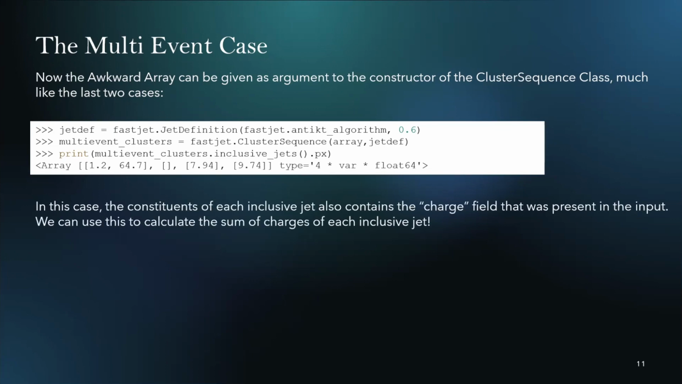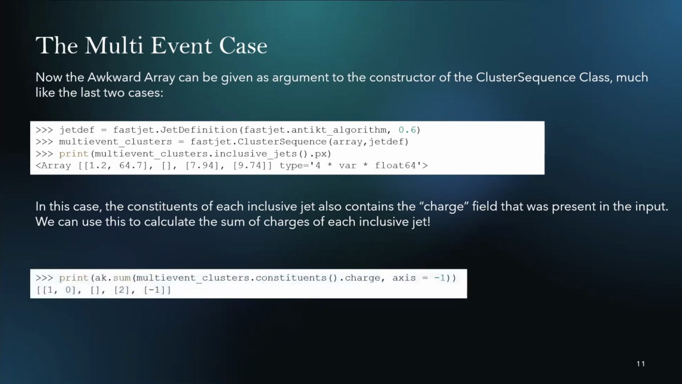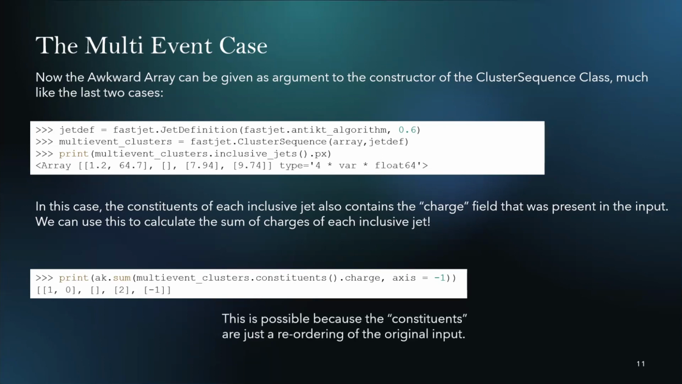Another feature of this new library is that you might have seen that the multi-event input had the extra charge field in it. Well, the thing is that the constituents of each inclusive jet are not really any new data. It's just a reordering of the original input. So since it's a reordering of the original input, you can preserve that extra field that you have, and for example, what I've done here is sum over the charges in each individual jet, but you can really do anything you want with it because it preserves that extra field that you gave it.